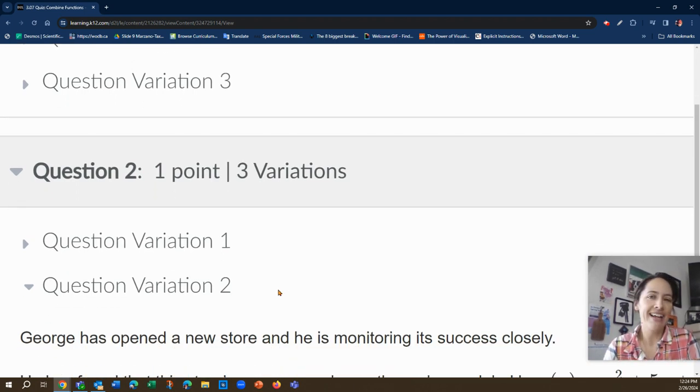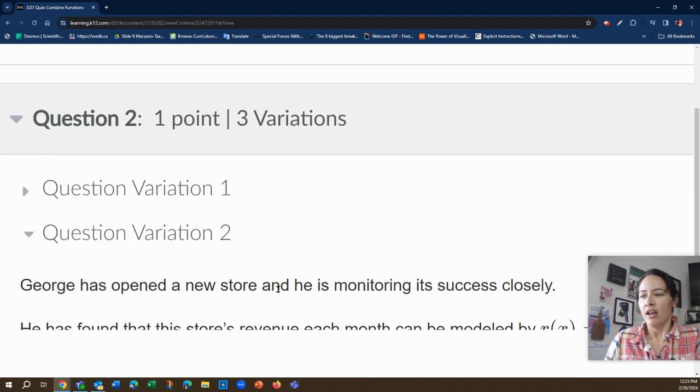George! All right. So let's make up a story for George. I like to think George has opened a new store and he's monitoring its success closely, that he is a dog groomer, but not just any dog groomer, the fancy kind that makes your animals look like other animals or objects, like cotton candy or a leopard or a lion. I don't know. So he grooms your dog, dyes your dog's hair, and he's doing wonderful.